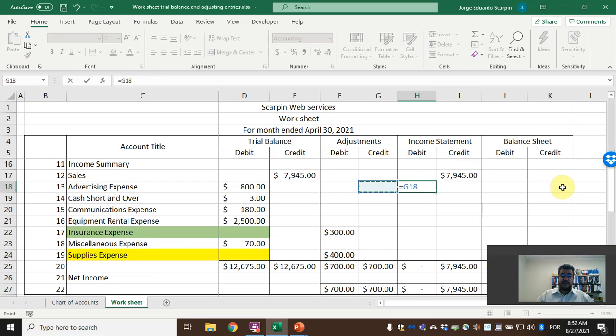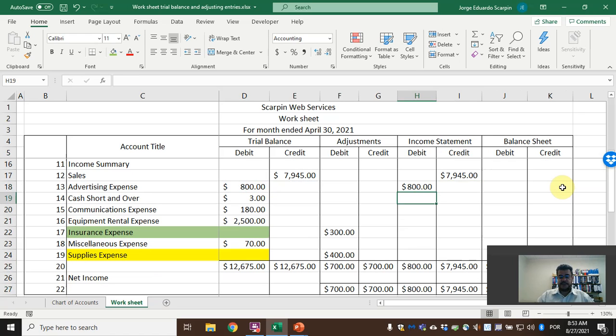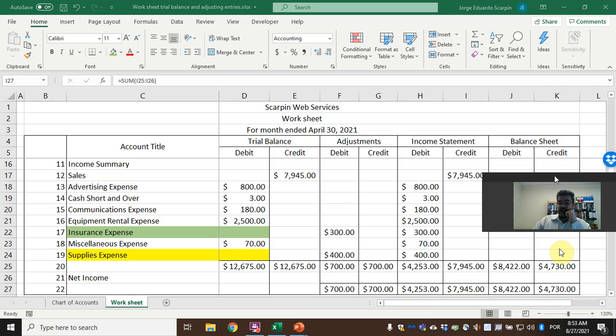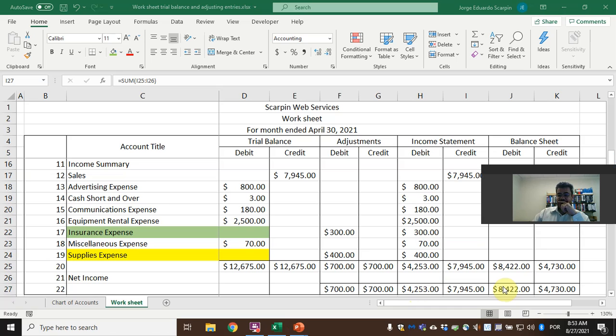Now debit, advertising expense, debit plus debits less credits. And we can copy and paste here. And what do we have? We have a problem here. They are not matching. Whoa. They are not matching here. They are not matching there. We have a problem. What is our problem here?